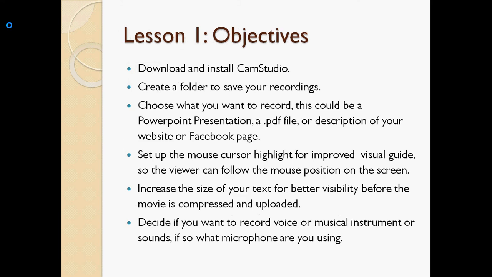So first of all, we're going to download and install CamStudio. Then we can create a folder to save your recordings to. We're going to choose what you want to record. This can be a PowerPoint presentation, a PDF file, or a description of your website or Facebook page. We're going to set up the mouse cursor highlight for improved visual guide so the viewer can follow the mouse position on the screen. We can increase the size of your text for better visibility before the movie is compressed and uploaded. And we're going to decide if you want to record voice or musical instrument or sounds, and if so, what microphone you are using.